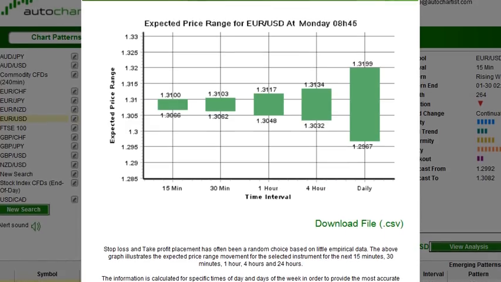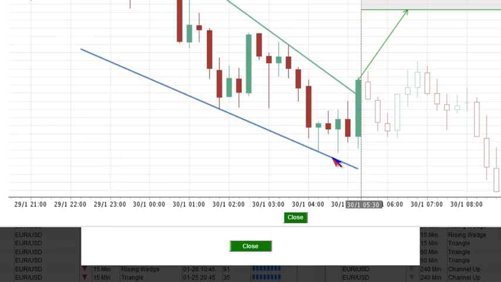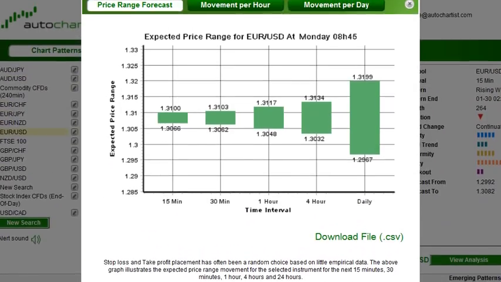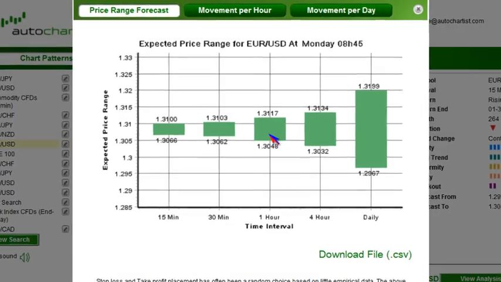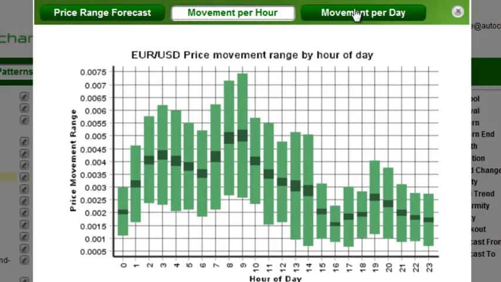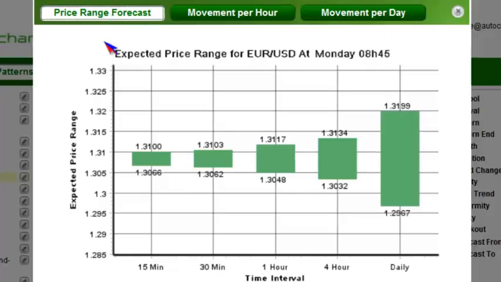And here it is. This idea that there are essentially three ways that you can look at data in terms of just the numbers. I'll get into the background in just a second, but just to give you a quick look, we're going to be talking about price range forecasts, movement per hour, and movement per day. And I'll explain how I use these and how you can use them too.